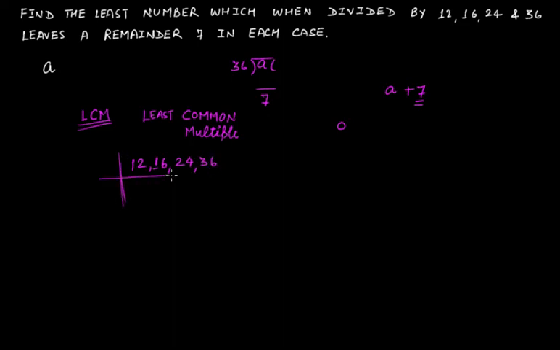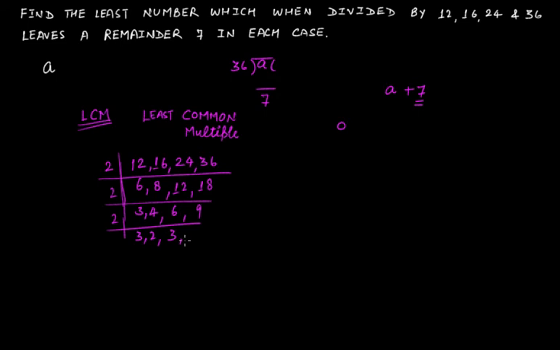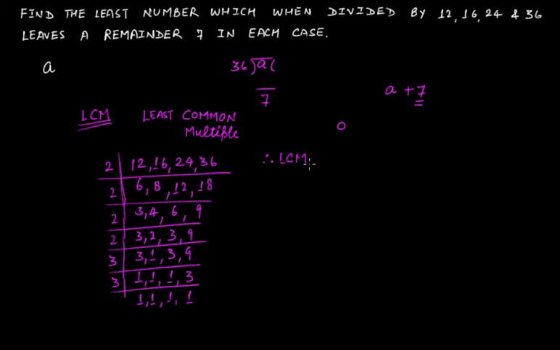Now if you find the LCM, this will be 2, 6, 8, 12 and 18, and then this will be 2, 3, 4, 6, 9. This will be 2, 3, 2, 3, 9, then 1, 3 and 9, 3, 1, 1, 1 and 3, and this will be 1, 1, 1 and 1. Therefore the LCM will be 2 times 2 times 2 times 2 times 3 times 3. 2 times 2 is 4, times 2 is 8, times 2 is 16, times 3 is 48, times 3 is 144. This is the LCM of these 4 numbers.